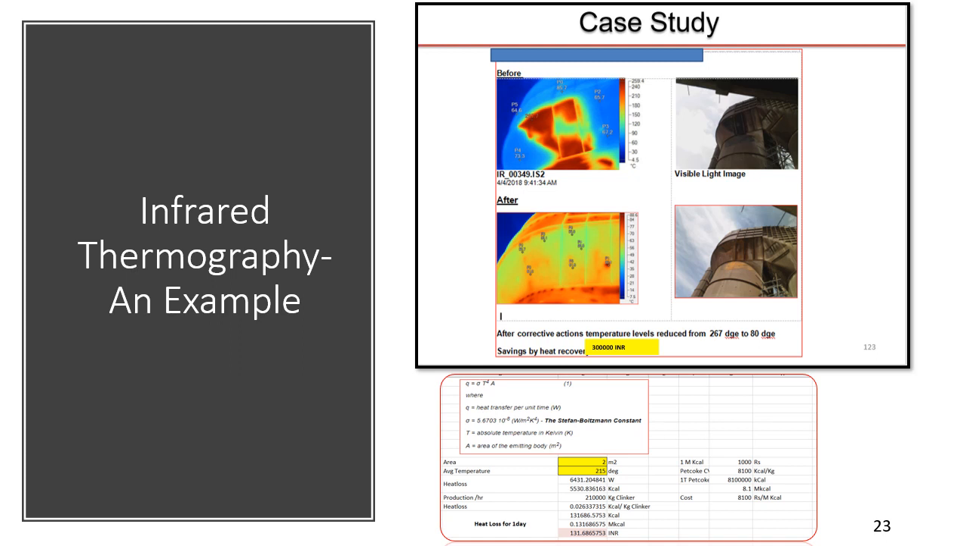The calculation below is the calculation used to calculate this savings. This was the particular area, and the average temperature around the area. So we can directly calculate the heat loss by calculating the various factors of fuel use and all. So it's worth doing it.